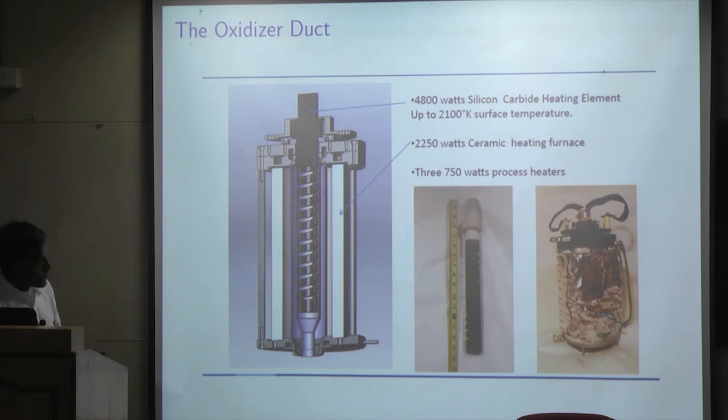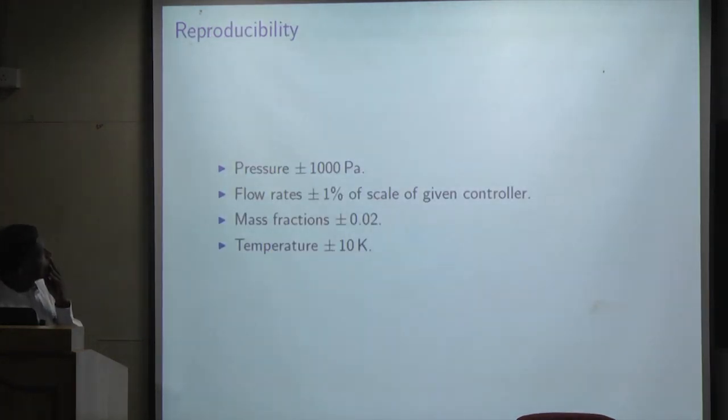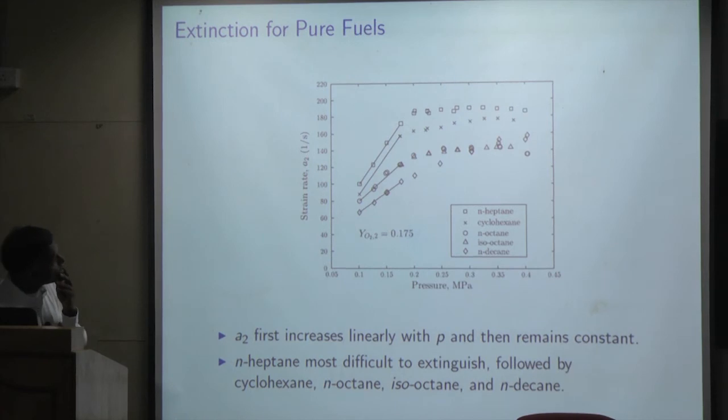I'm going to show you a video of all that. That's the flame inside. That's a heptane flame stabilized inside the high pressure chamber at 0.2 megapascals, so it's 2 bars basically. That's the flame. These are extinction measurements that we made.